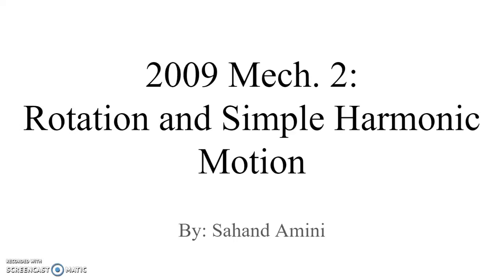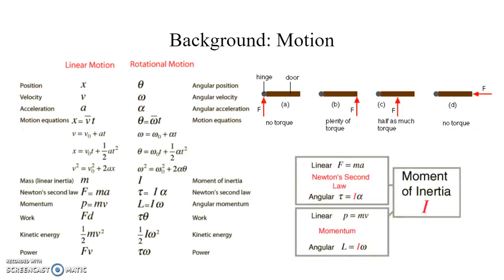Hello, so I will be going through the 2009 Mechanics 2 FRQ, which encompasses rotation and simple harmonic motion. So first, let's begin with a little background on motion. There are two types, linear motion and rotational motion, as you can see on the left side in the chart.